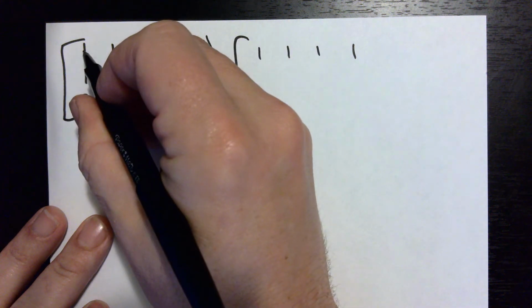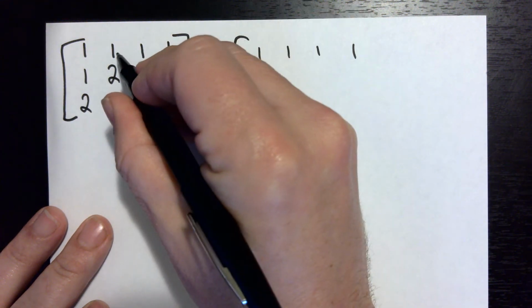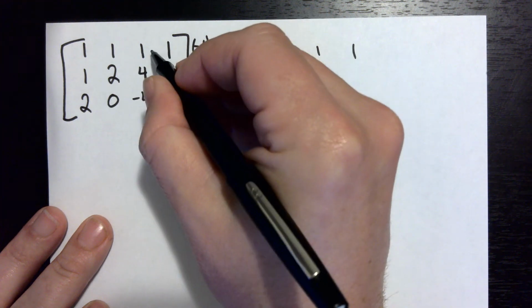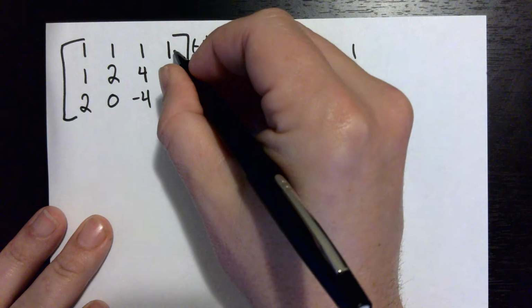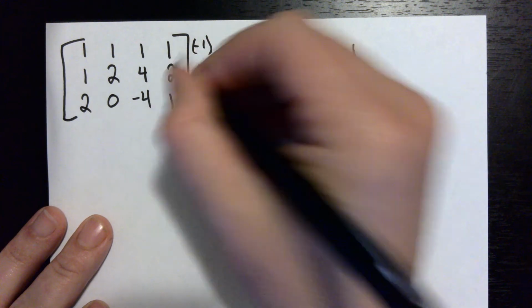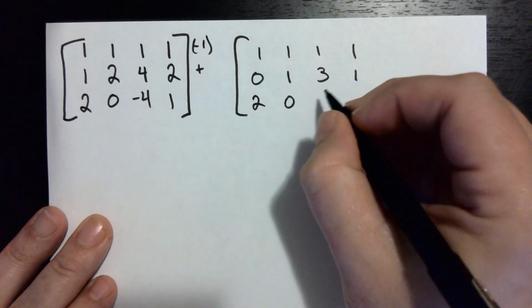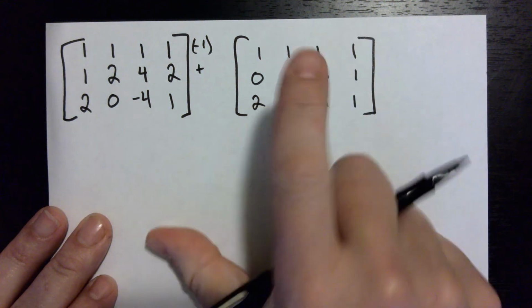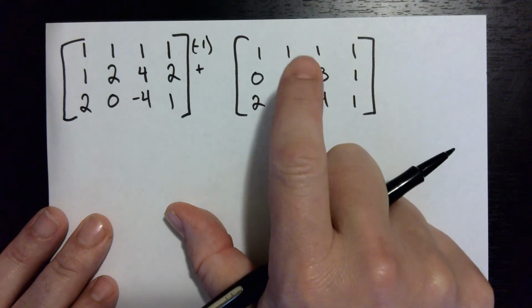But -1 times 1 and then plus 1 is 0. -1 times 1 is -1, plus 2 is 1. -1 times 1 is -1, 4 minus 1 is 3. And -1 times 1 is -1, plus 2 is 1. And then the bottom stays the same, 2, 0, -4, 1. The next step is to get a 1 here, but it already has a 1 there, so we don't have to mess with that.